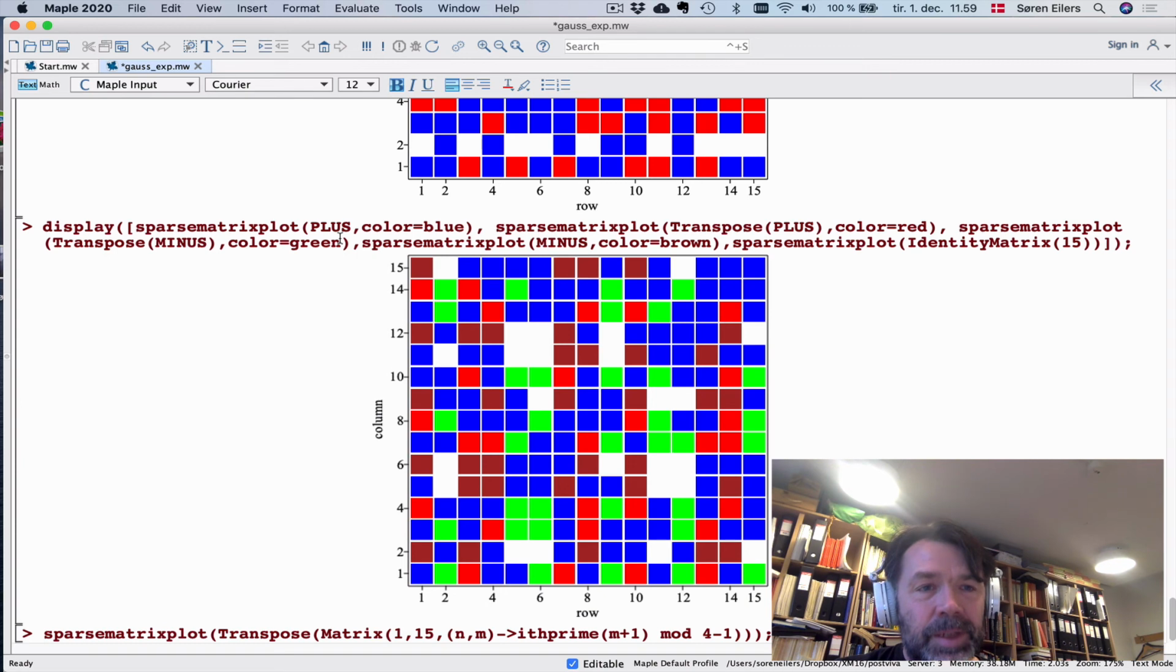Then I took the -1 in, oh, yeah, maybe those were unfortunate color choices, but let me stick with it. So I took the minus with a transpose and made it green. Then I took the plus with a transpose and made it red. And then finally I took a plus with no transpose and made it blue.